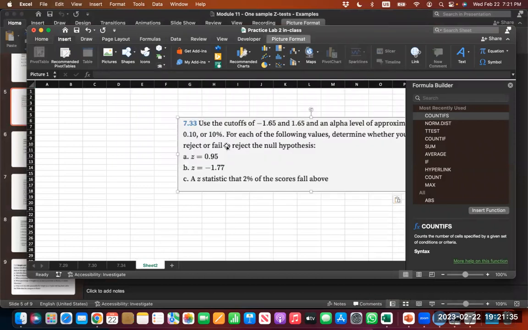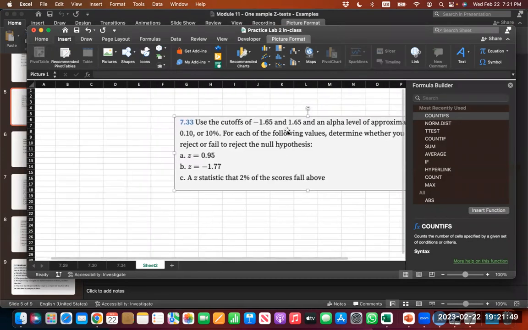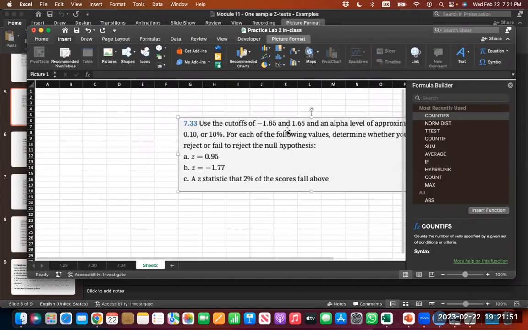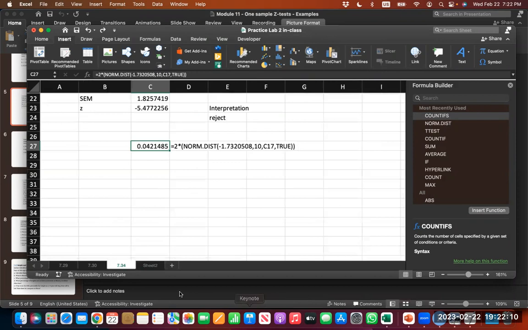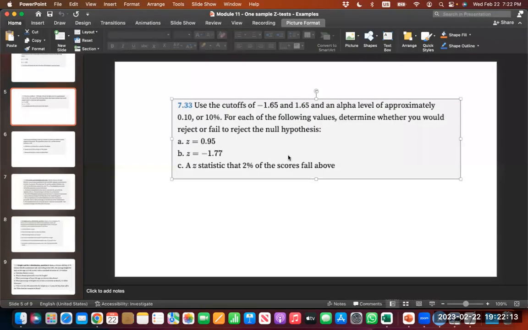So if you're facing an example like that, if you're using a cutoff of 1.65 and minus 1.65, if you have... well, that's actually fairly simple. No, that's too simple. Okay, so that's not a good example.